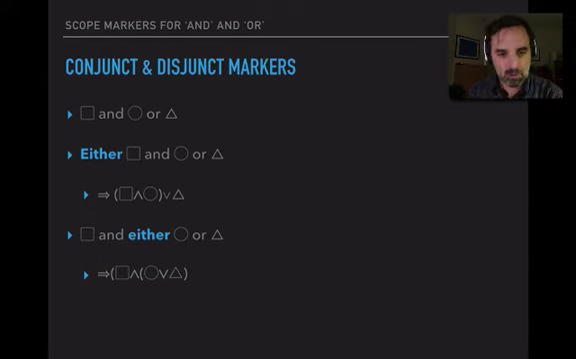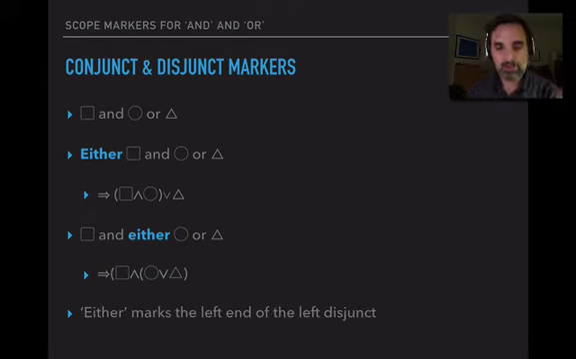So if you want to know how far out an and goes, how far out an or goes, look to the left side of it, and if you see an either or you see a both, that tells you how far out the left disjunct goes or how far out the left conjunct goes. And that's a way of figuring out how to find a sentence's main connective.